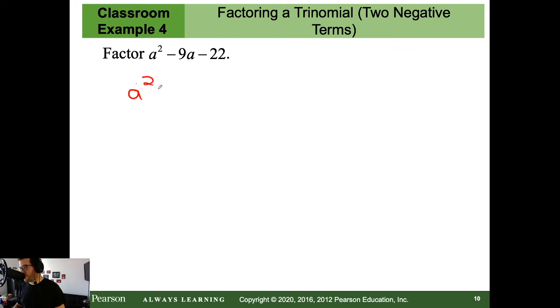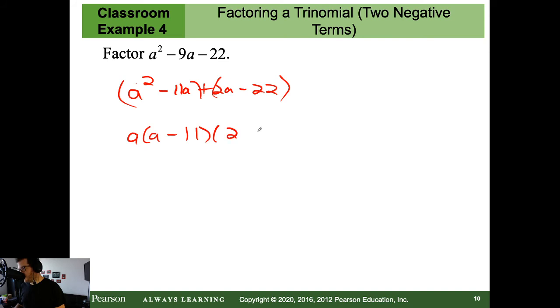I believe that you're going to do minus 11a plus 2a minus 22. Factor by grouping. I'm sorry, I keep forgetting to bring in that sign, but you have a minus 11, and I think you pull out a plus 2. Then you have a minus 11. So I think I have a minus 11 times a plus 2. And I'm done.